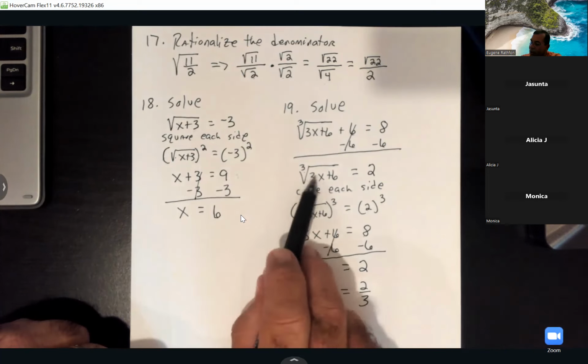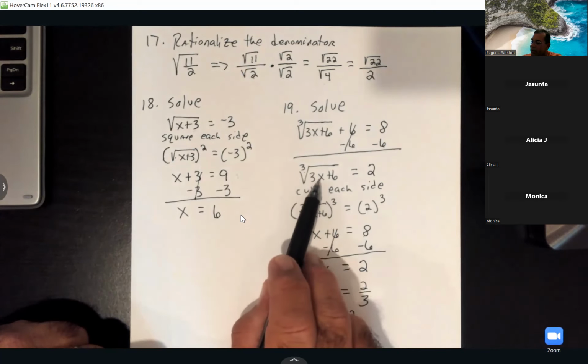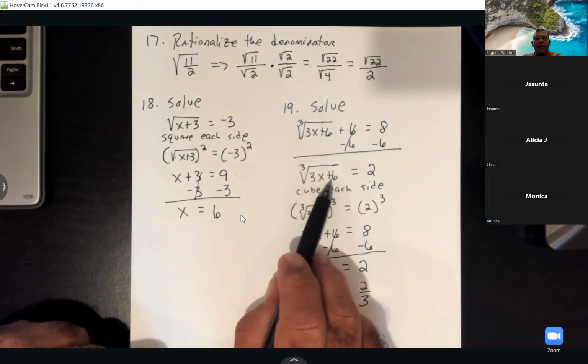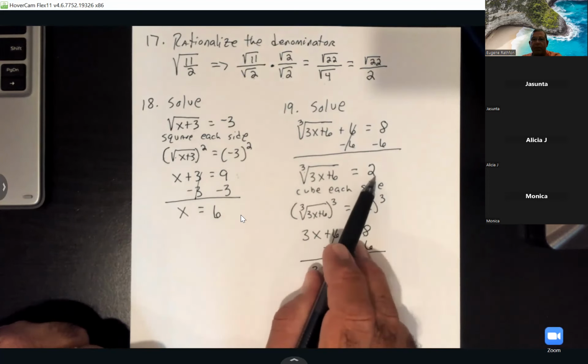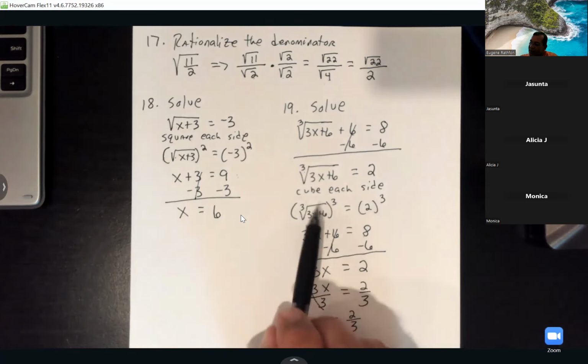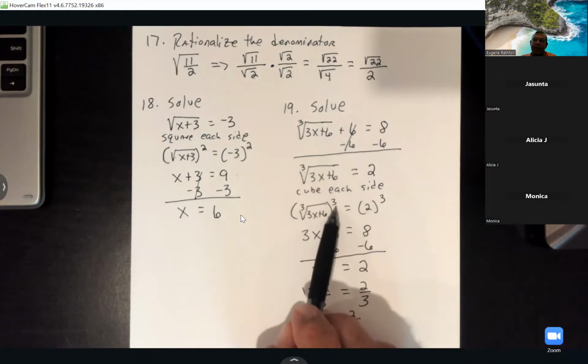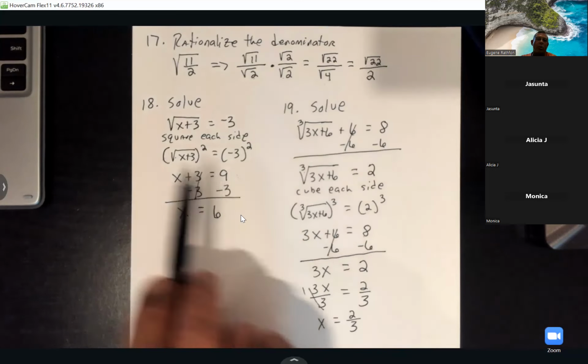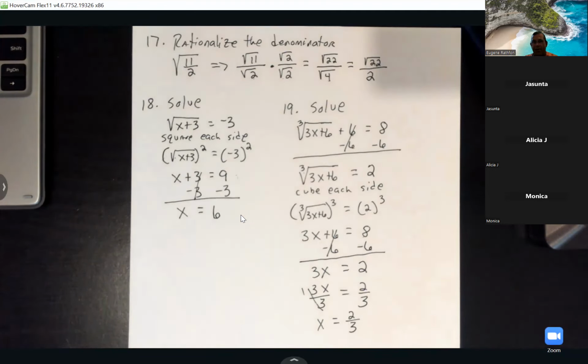So if you put the 2/3 in here, the 3's cancel. 2 plus 6 is 8. Cube root of 8 is a 2. So y'all are not too bad. You just got to try to get these radicals by themselves so you can get rid of them by cubing them or squaring them or whatever you got to do, okay?